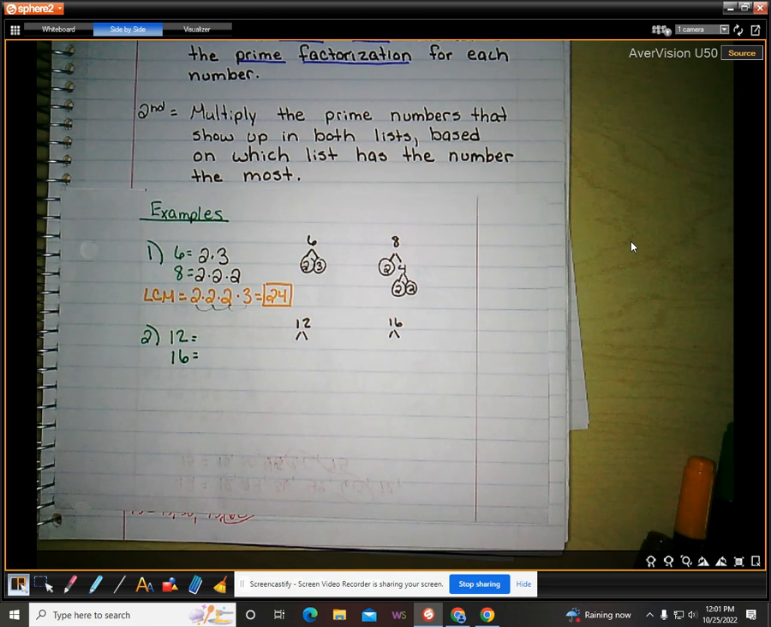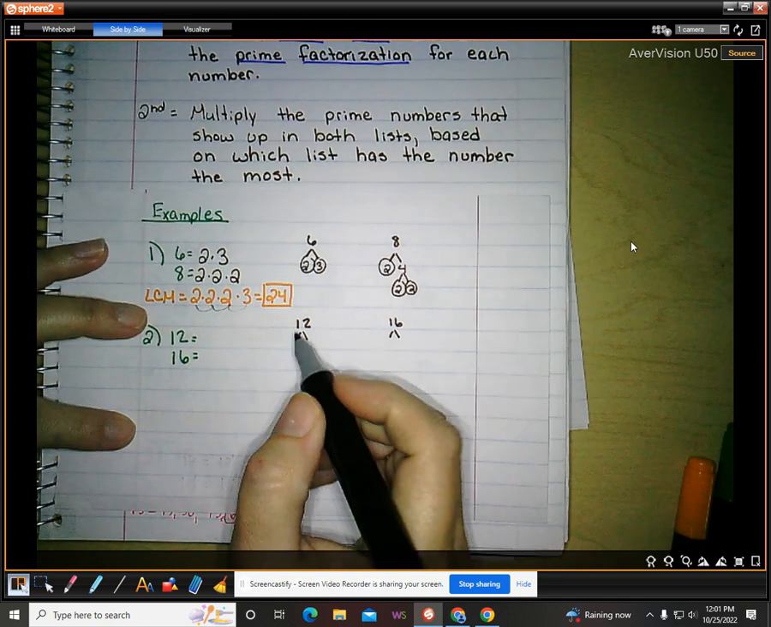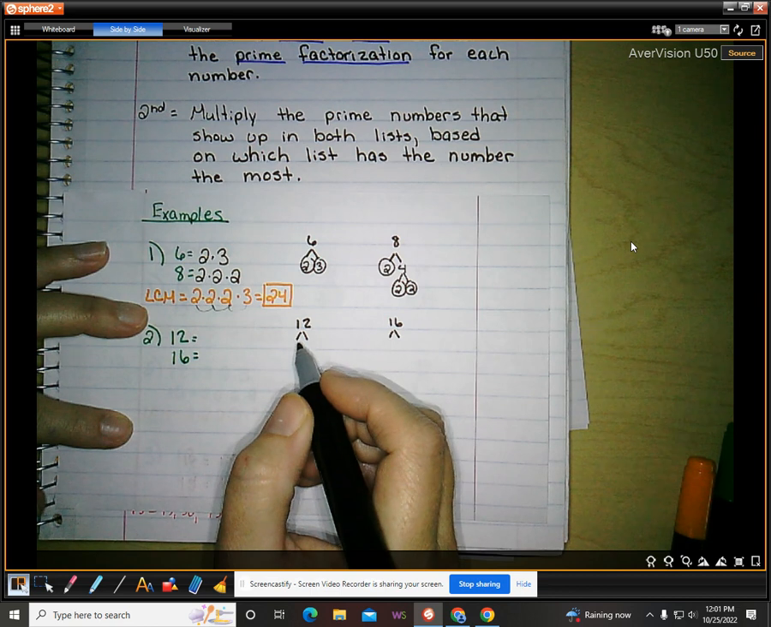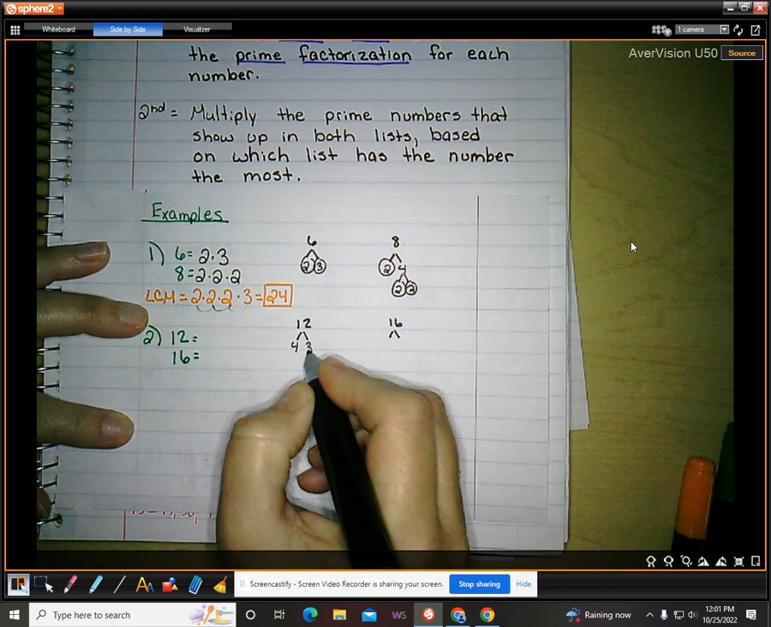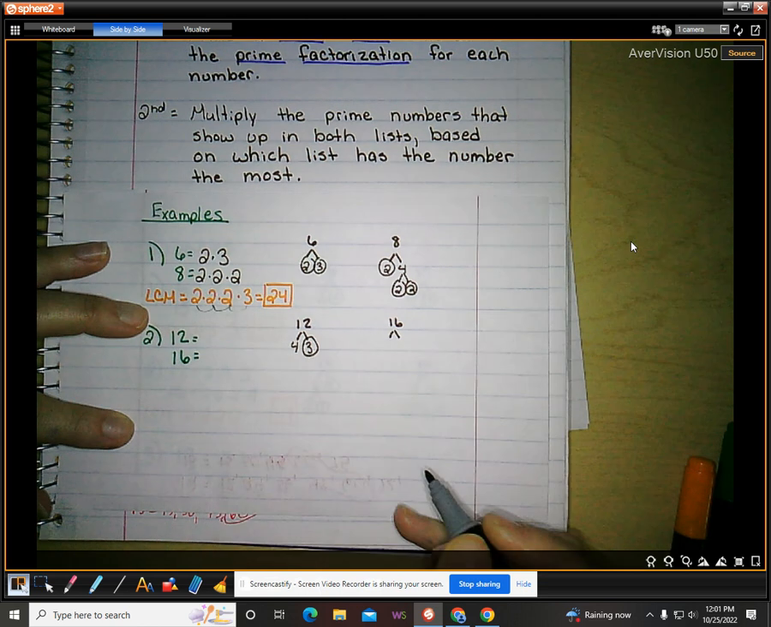Now, both of these can start different ways. So your neighbor may start it a different way than you, but when you're done, the prime factorization is always the same. So someone tell me how you did 12. What can we multiply to get 12? Leah? 4 and 3. You could have done 2 and 6. It will still end up the same.